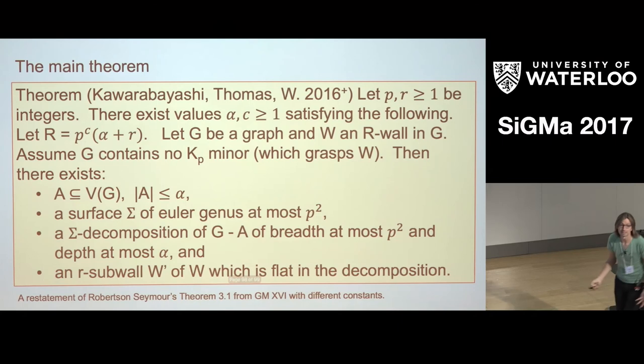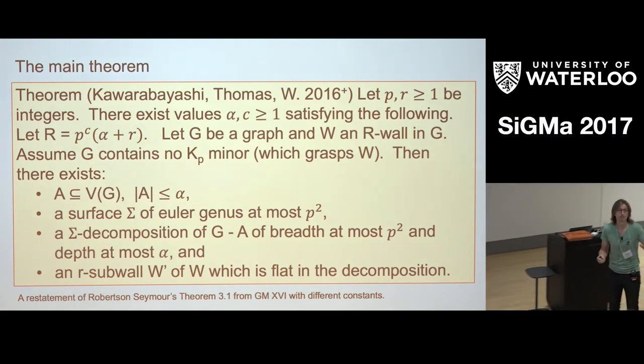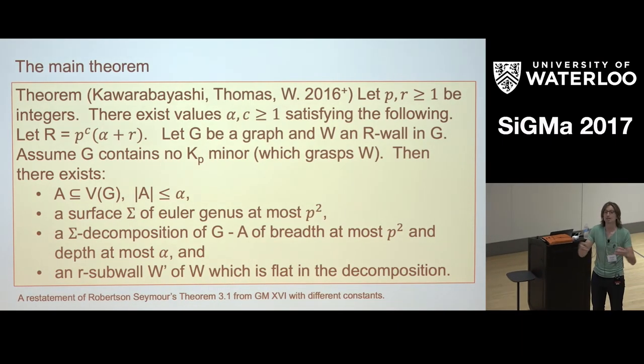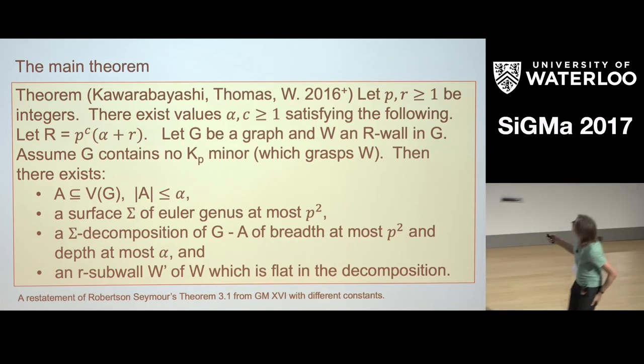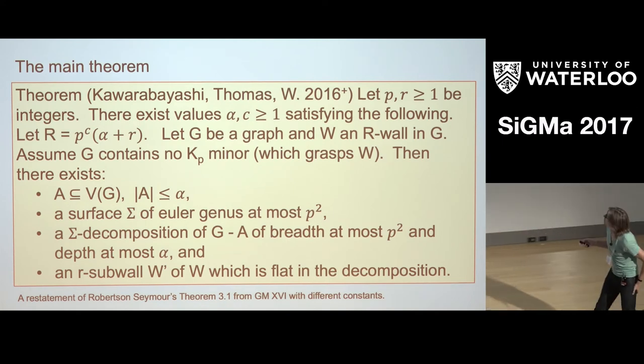And that's it. That's the proof of the theorem, that I'm going to keep applying this lemma, inductively building up the surface. Either it stops and I embed everything in the disk that remains with bounded breadth and bounded depth, or after p squared steps, I explicitly find the KP and I'm done. So again, here's the statement of the theorem that we proved.